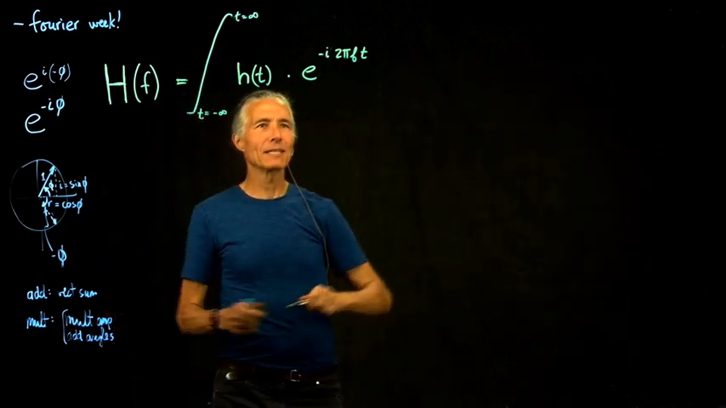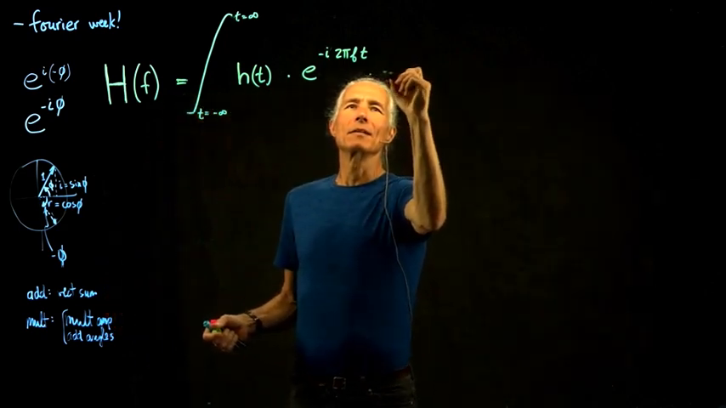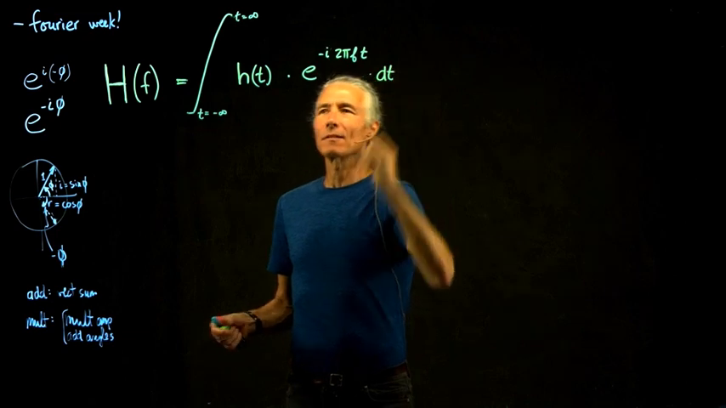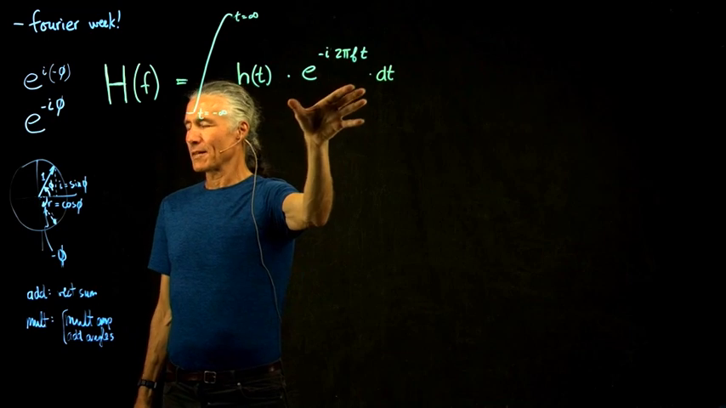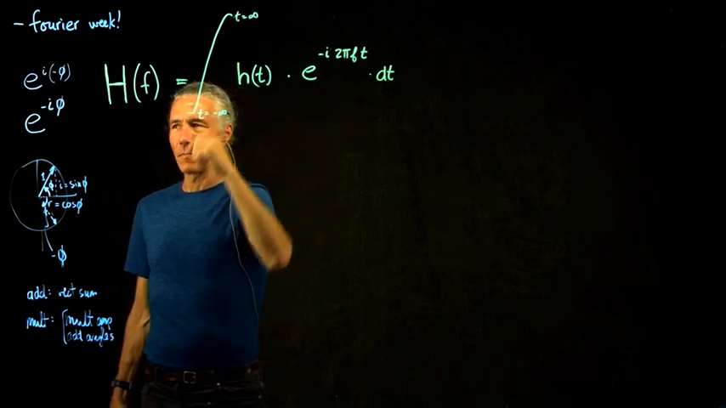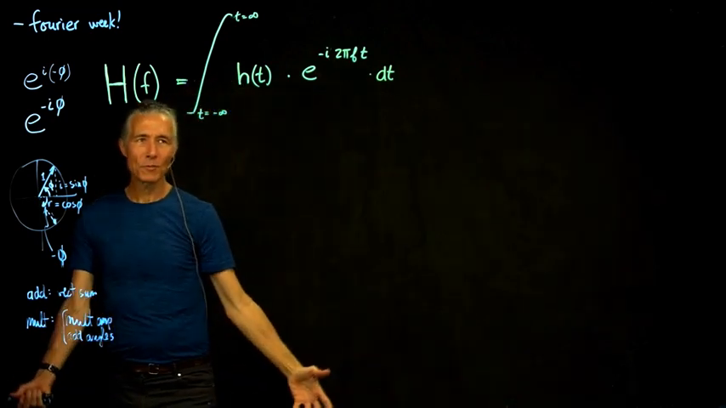And then last but not least, we are integrating. This is the little fragment of time that we're calculating for each element in the sum. So that's the Fourier transform. There's not too much to it, really.